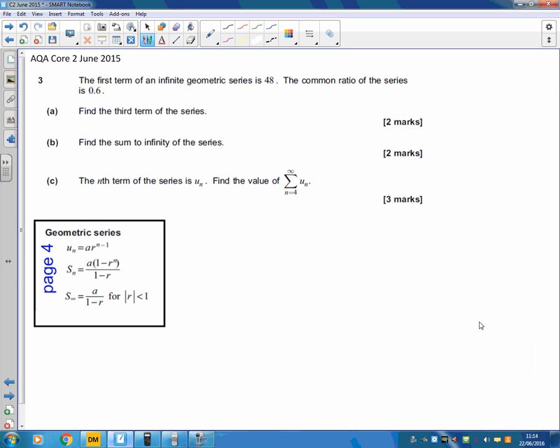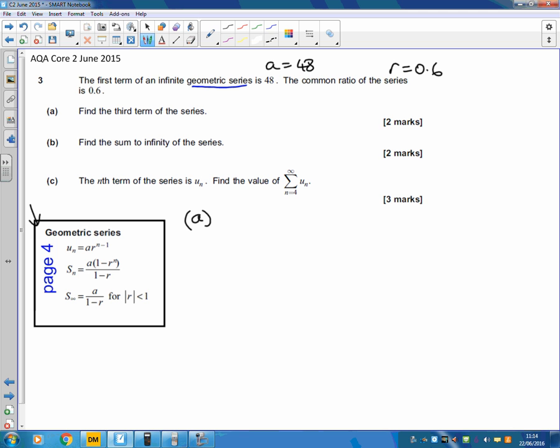Okay, in question 3, have a look, and it says we're looking at a geometric series. So the first thing I do is turn to the formula book on page 4, so I've just copied it in here to get my formulae. Okay, what have they told us? They've told us the first term is 48. So usually we use the letter A, so A is 48, and the common ratio is 0.6.